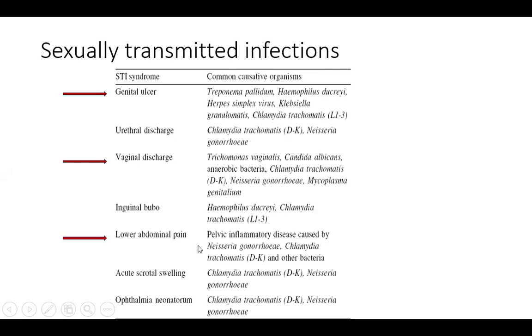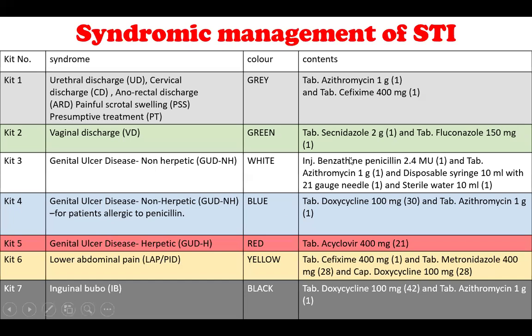Lower abdominal pain, which is one of the important symptoms of PID, pelvic inflammatory disease, is caused by Neisseria gonorrhea, Chlamydia trachomatis, or other anaerobic bacteria. Syndromic management is an important part of both community medicine and gynecology. You have 7 named and colored kits. Here kits 1, 2, and 6 are more commonly used practically.